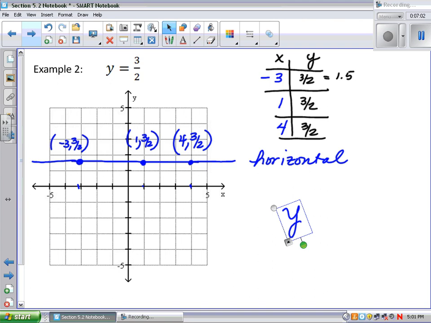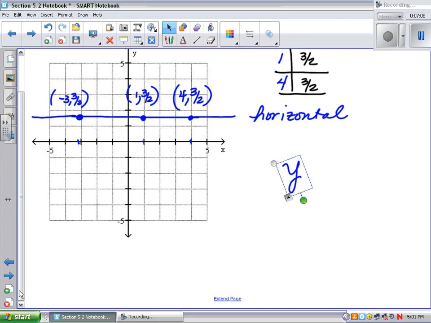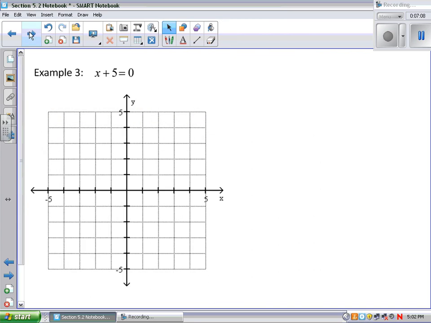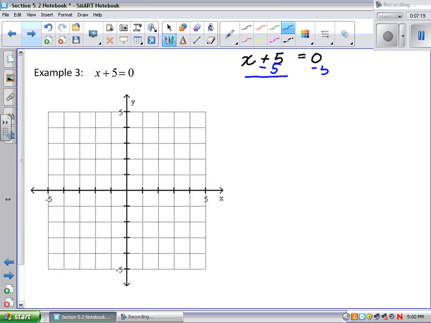Let's look at example number 3. This time we only have x in our equation: x plus 5 equals 0. When we have only one variable, we always want to get that variable by itself. Plus 5 means I'm going to do minus 5. I get x equals -5.